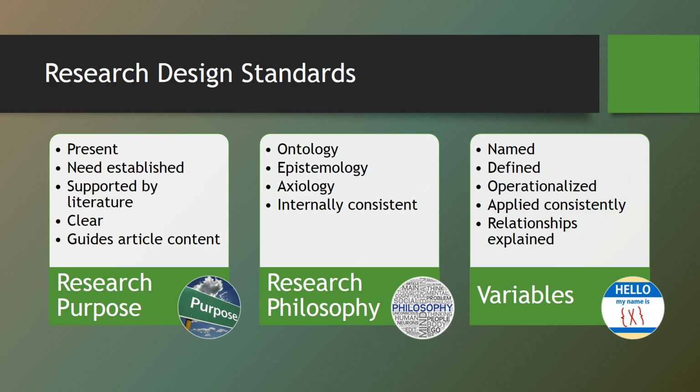Second, the research should indicate research philosophy, if not directly stated. It should exhibit ontology, epistemology, and axiology. More importantly, the philosophy should be internally consistent throughout the research. Variables in a research should be named, defined, operationalized, applied consistently, and the relationships of the variables should be explained.